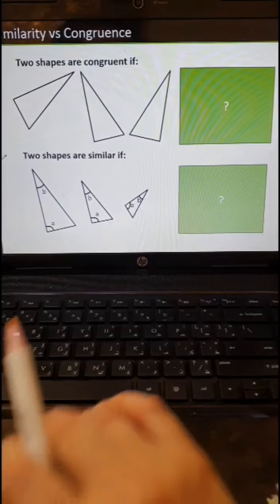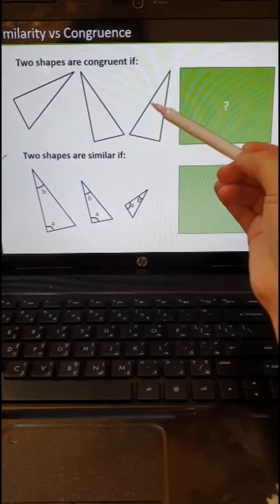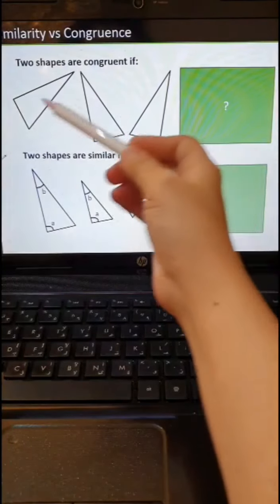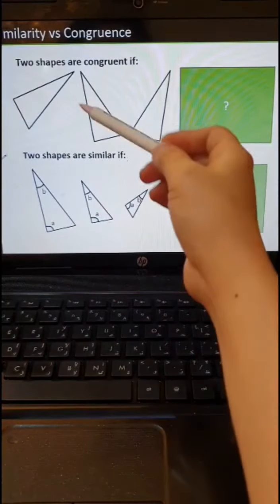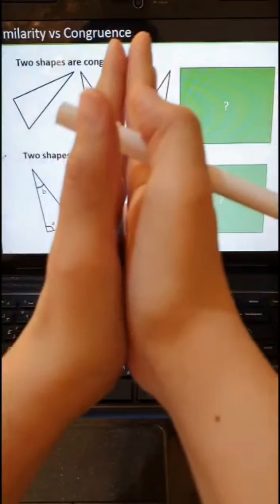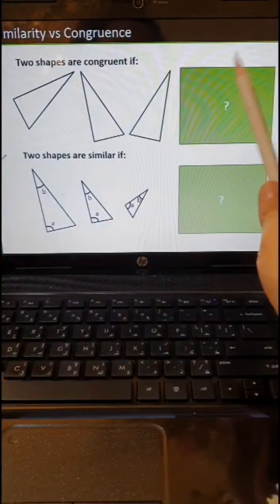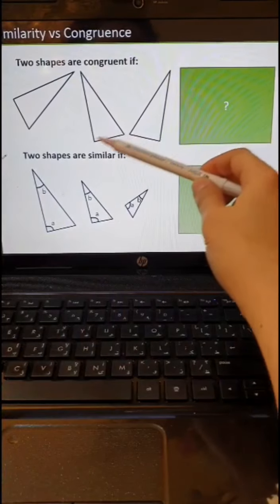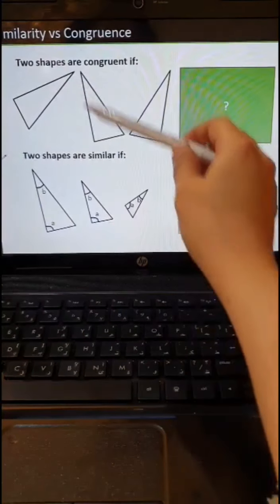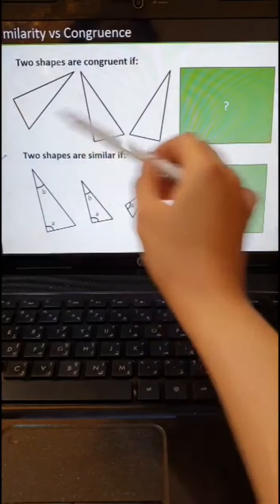similar. In the first case, we have the same triangle with the same size, same measure of angles, and same length. See, it's exactly the same. It's copied exactly. So in this case, we're going to say that they are congruent. Exactly the same measure of angles and same length of sides.